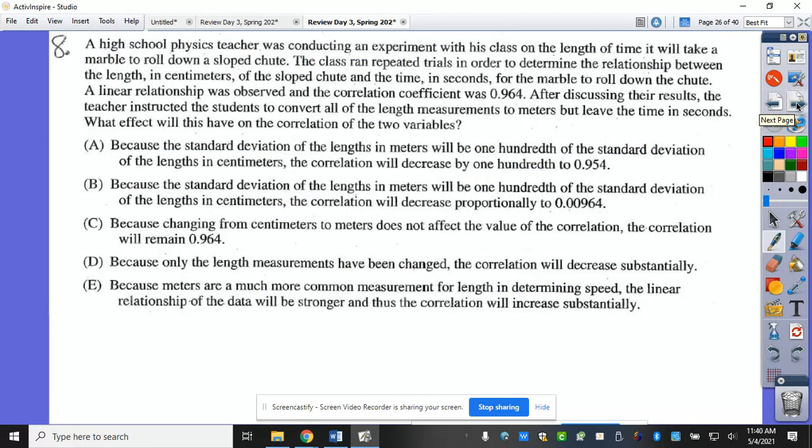All right, number 8. A high school physics teacher was conducting an experiment with a class on the length of time it would take a marble to roll down a sloped chute. The class ran repeated trials in order to determine the relationship between the time and the length in centimeters of the sloped chute. So this is one of our variables, and then this is our other one. The linear relationship was observed and the correlation coefficient was 0.964.